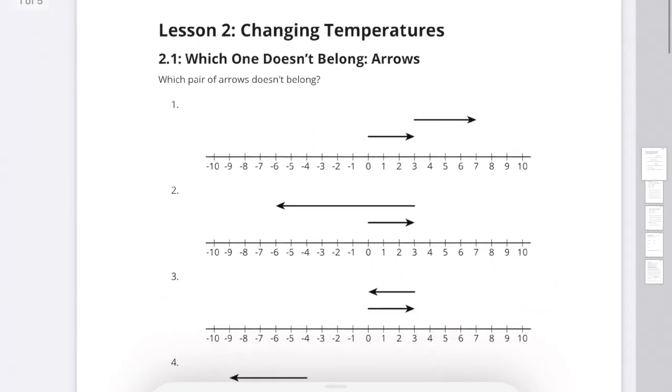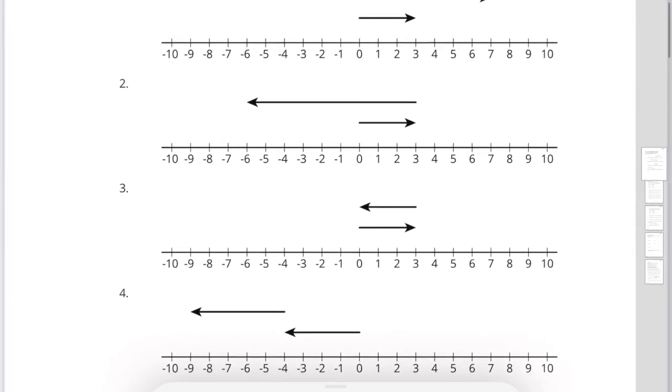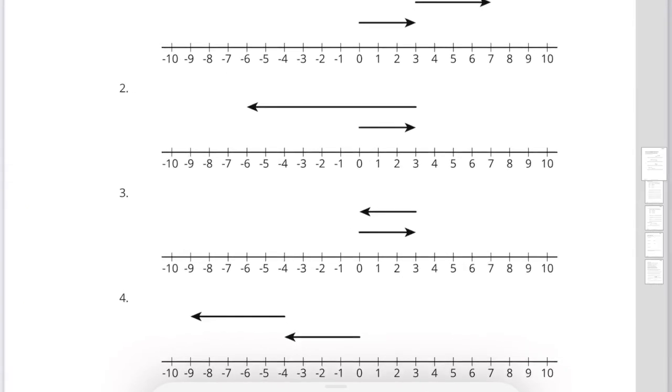On 2.1, you are determining which pair of arrows you think does not belong. So there's no right or wrong answer here. There is a reason for each one that you could say it doesn't belong. So regardless of what answer you choose, your answer is not wrong.